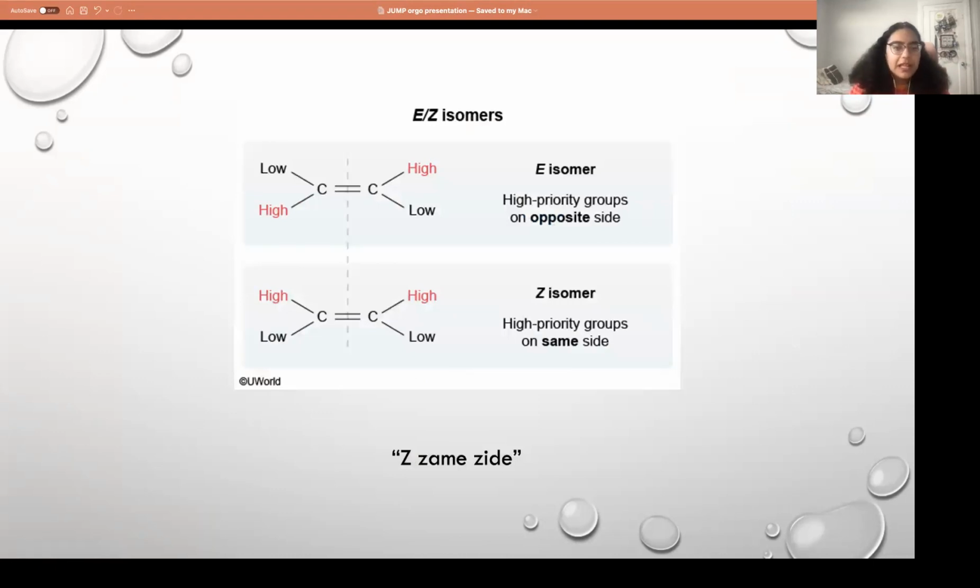Another further classification is E and Z isomers, and that's across a double bond. You still assign the priorities, but with double bonds you can't rotate the way you can with single bonds. And so there are two different configurations because it can't be rotated. You can either have the high priority groups on the same side or opposite sides of each other. So E is if they're on opposite sides, Z is if they're on the same side, and the acronym that I learned in Orgo was Z: same side. So Z is when they're on the same side.